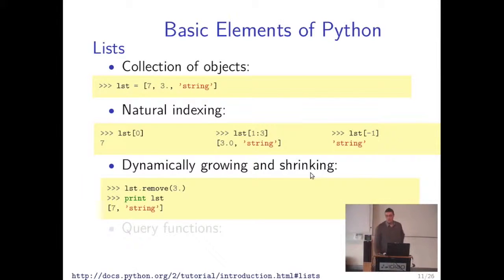Lists in Python are dynamically growing and shrinking. For example, if you want to remove an element from the list, you do not have to care for the index of the element, but you directly say, when you have a 3 in the list, you remove the 3 from the list. And when you print the list afterwards, you will see that the 3, which was at index 1, is removed.